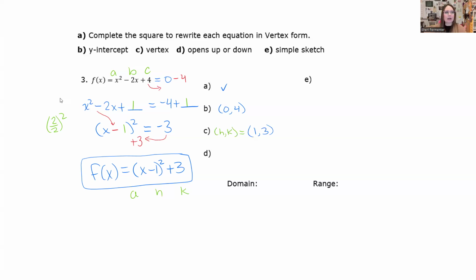Would this open up or down based on the a value? Is it positive or negative? What do y'all think? Positive. There's not a negative, so it's positive. It's going to open up.